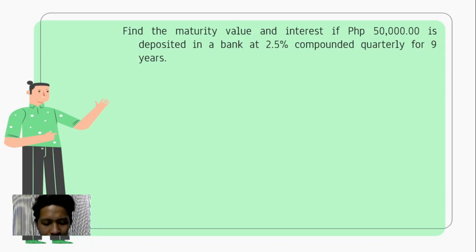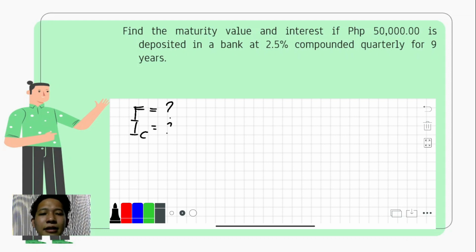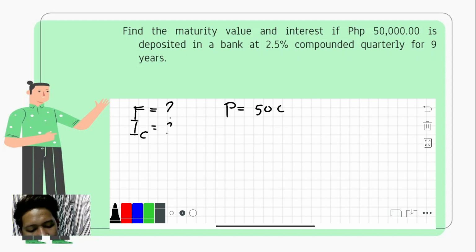So, let us have examples. Sige. Sabi dyan, find the maturity value and the interest if 50,000 pesos is deposited in a bank at 2.5% compounded quarterly for 9 years. Okay? So, ang hinahanap natin is the maturity value, which is F, and sabi dyan, the interest. So, we have the compound interest na hinahanap natin. So, what are the given? So, we have 50,000 pesos, which will be our principal.